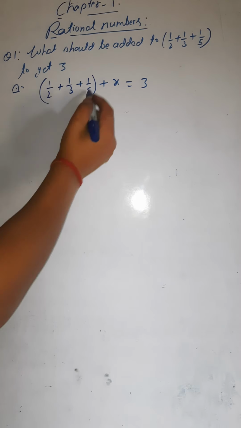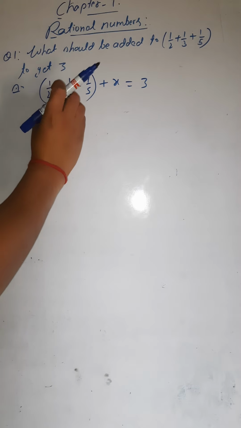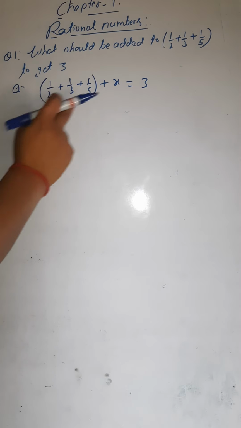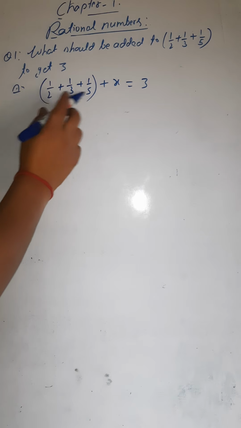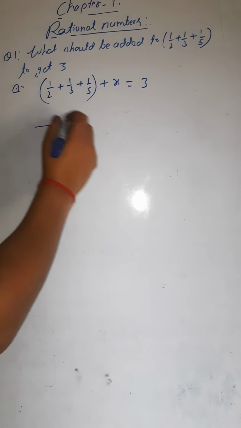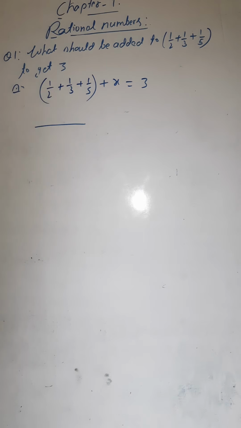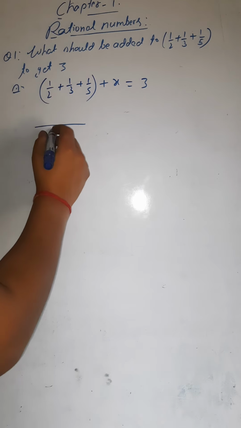So first let me solve it here, then I will take it to the other side. First let me solve this by taking the LCM of 2, 3 and 5. What is the LCM? I think 30. 30 is the LCM because 30 is divisible by 2, 3 and 5.